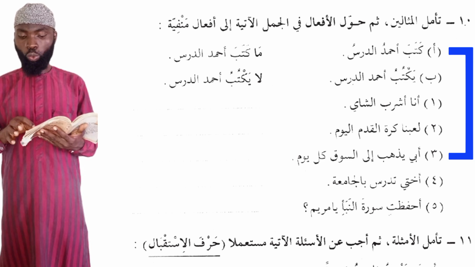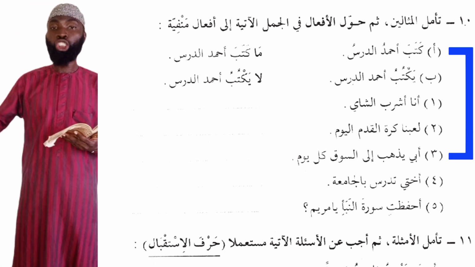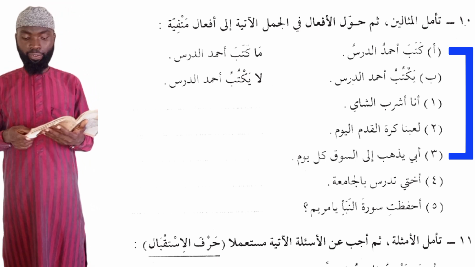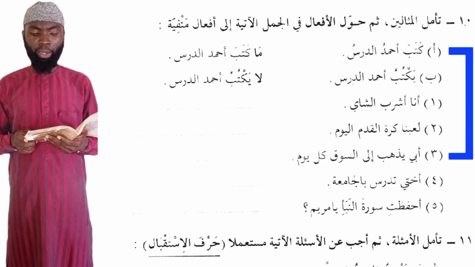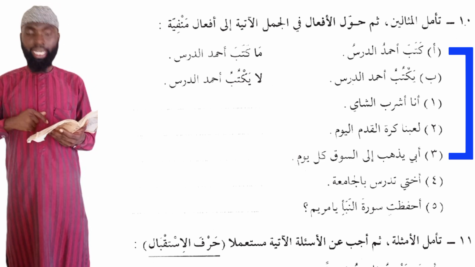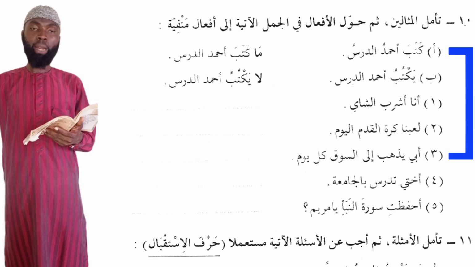Exercise number 10, the instruction says تأمل المثالين ثم حول الأفعال في كل من الآتي إلى أفعال منفية. The following examples, study them and change the verbs into their negative forms. We have كتب أحمد الدرس. ما كتب أحمد الدرس. Ahmad did not write the lesson. يكتب أحمد الدرس. لا يكتب أحمد الدرس.